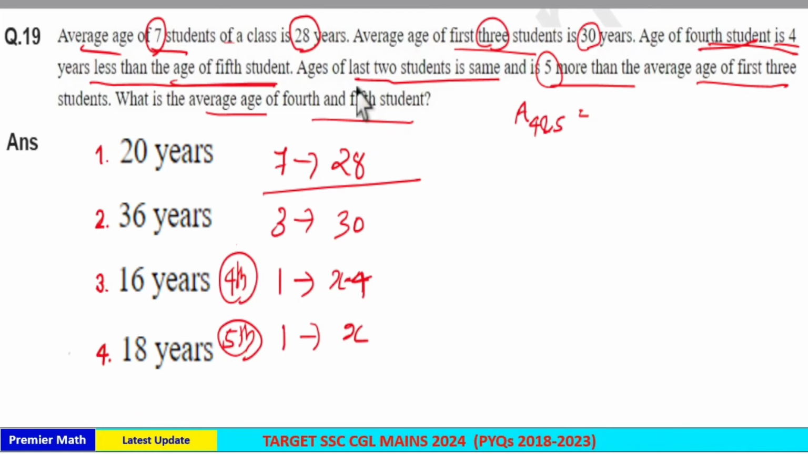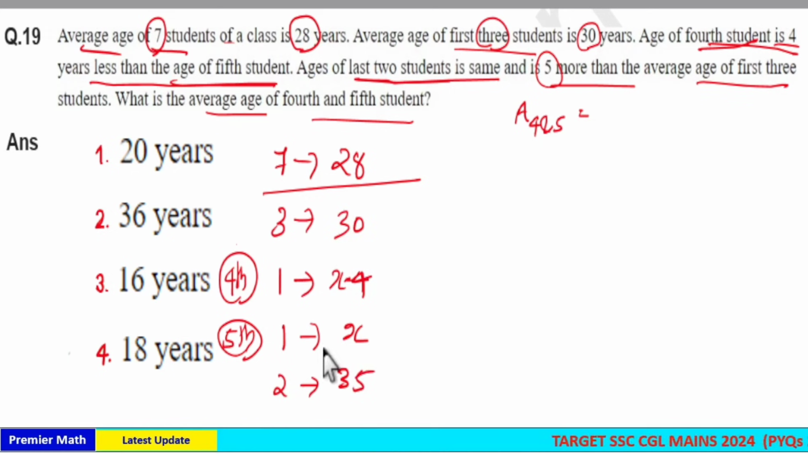Now, the age of the last 2 students is the same, and is 5 more than the average age of the first 3 students. Here, the average age of the first 3 students is 30. So, the average age of the 2 students is 30 plus 5, 35. Now, if you look at this, the common average is 28. The total 7 students' average is 28.